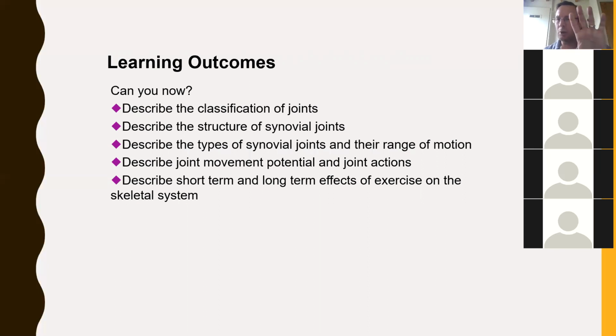We considered all the different types of synovial joint. So there's 6 types of synovial joint, and we went through each one to just describe their basic structure and consider the range of movement that structure allows. So we briefly described joint movement potential. We didn't go into full depth, but we had a little touch on it. And then lastly, we just briefly considered the short and the long-term effects of exercise on the skeletal system.